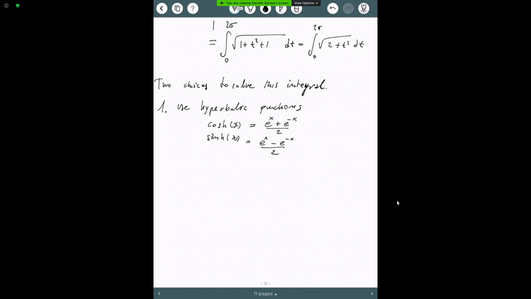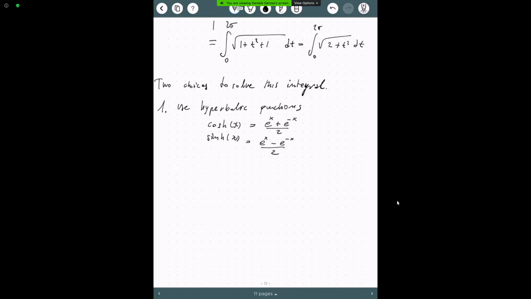Maybe this can be left as an exercise. You can see for yourself that the hyperbolic cosine and hyperbolic sine fulfill some sort of trigonometry. Well, maybe I can do the computation.